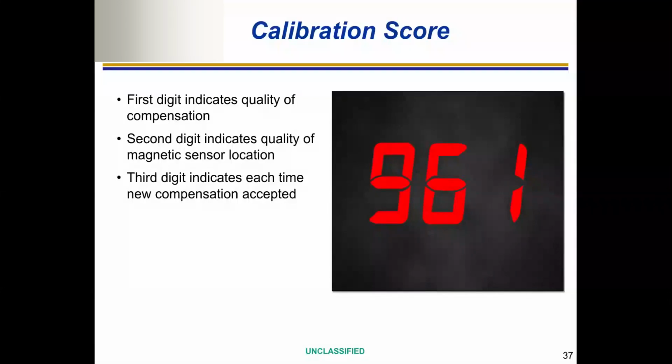So this first digit is going to indicate the quality of the compensation, 9 being the best. The next digit is going to give you the quality of your DFGMC sensor location. In this case, it's a 6, so it's an okay location. This will normally not change. The last digit is just going to be a running ticker of how many calibrations you have done. If we had a new calibration, this would increase to the digit of 2.